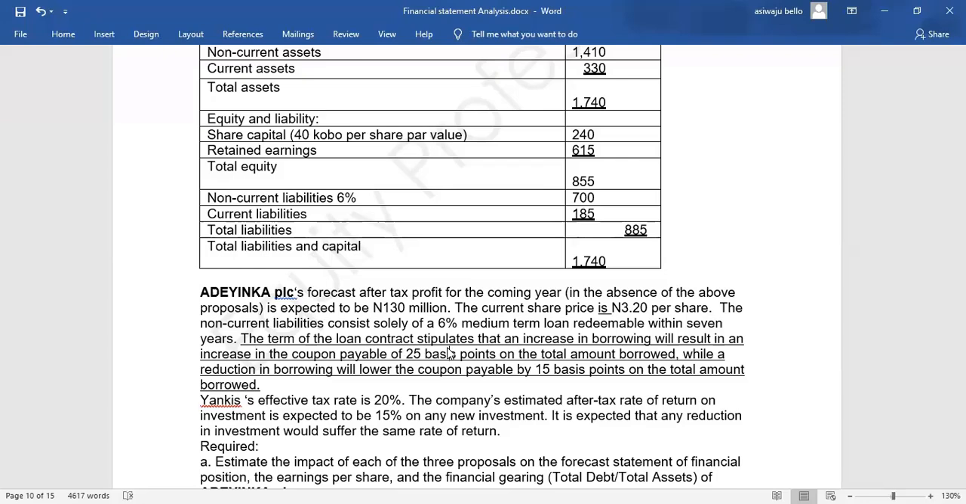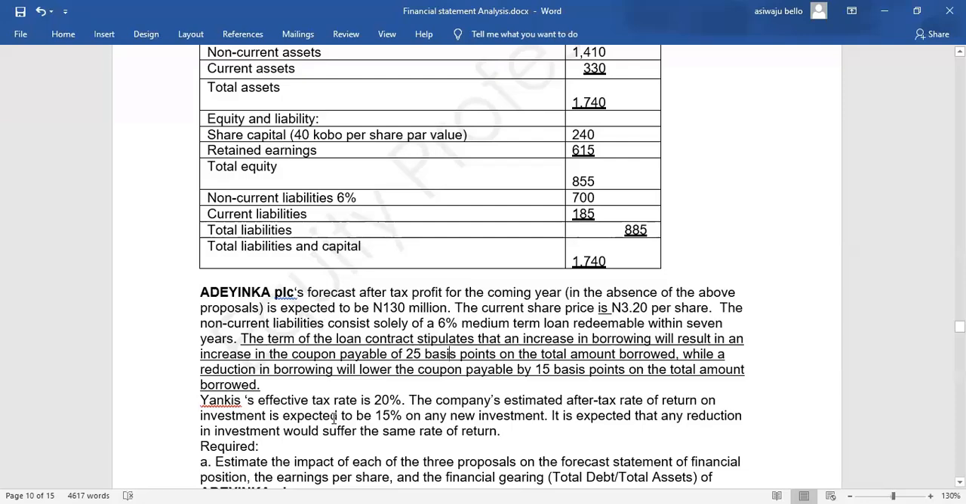Why a reduction in borrowing will lower the coupon payable by 15 basis points, meaning that anytime the company repays its debt, the interest will be reduced by 15 basis points.